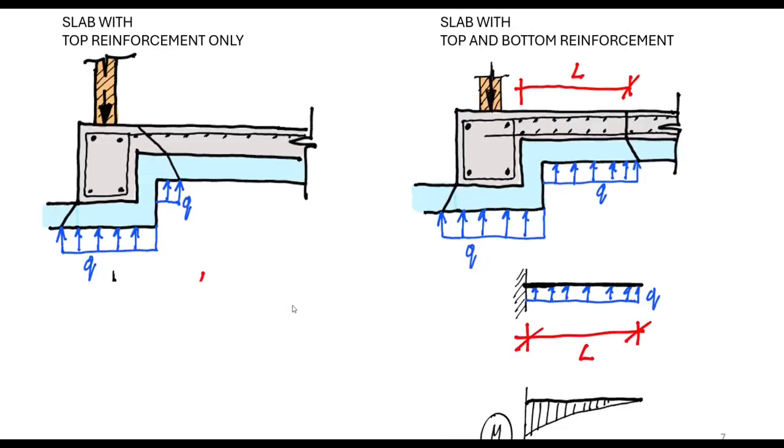And in a similar way, we are dealing with edge beams or thickenings and corners. As you can see on the left side, for top reinforcement only in the slab, the spread distance is quite short. However, with bottom reinforcement, if we check our slab for bending moments, we can spread that load over a much longer distance.